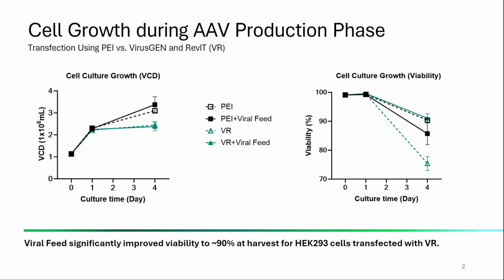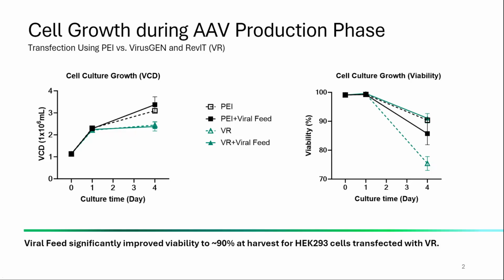However, there's also an interesting result from the viability. For the cells transfected by VR without any feed, you see pretty low viability at the harvest, 3 days after transfection, around 75%. However, for the cells transfected by VR but receiving a viral feed, you see a significant improvement of the viability at the harvest, almost comparable to the PEI transfected cells. So we thought that was interesting.